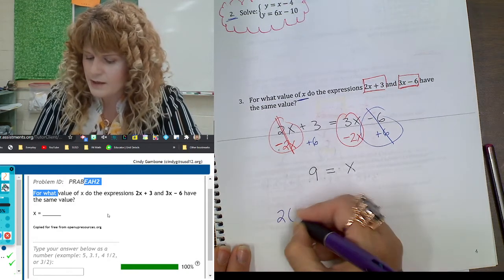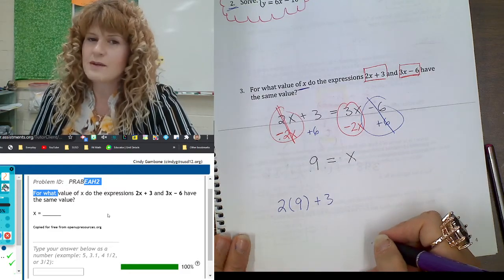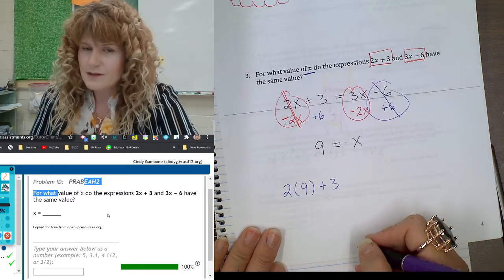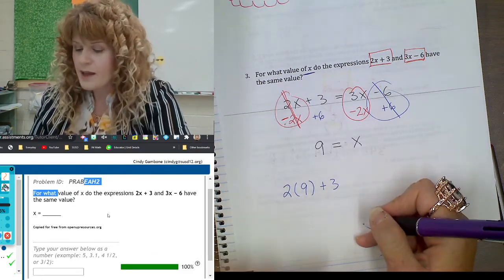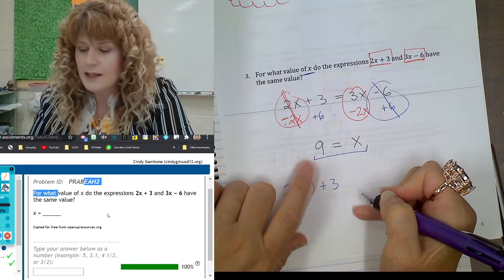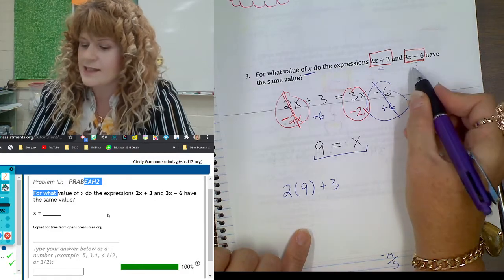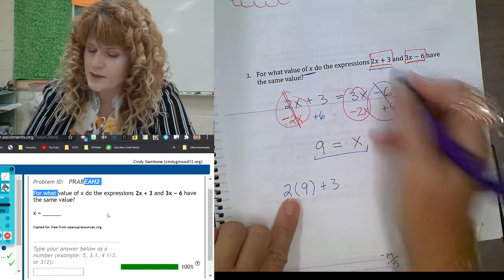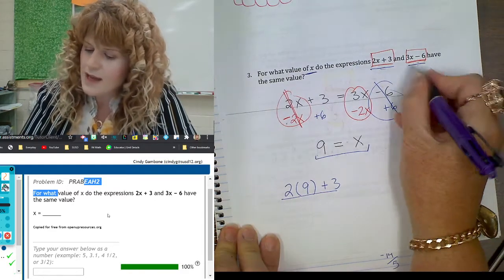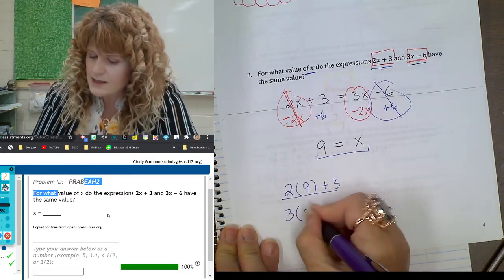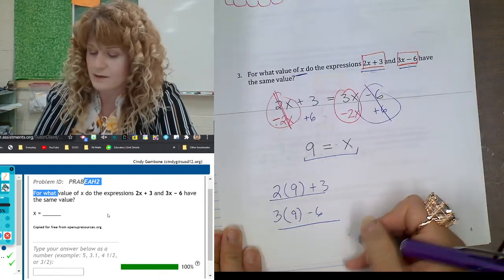Now you're going to want to get good at checking your work so that if you take a test, you can check and make sure you don't miss any points. You have to start developing your test-taking skills. Here's how you check it. If x really equals 9, I can substitute into either one of these expressions and get the same answer. So 2x plus 3 is going to be 2 times 9 plus 3. And 3x minus 6 is going to be 3 times 9 minus 6. These both better give me the same result.